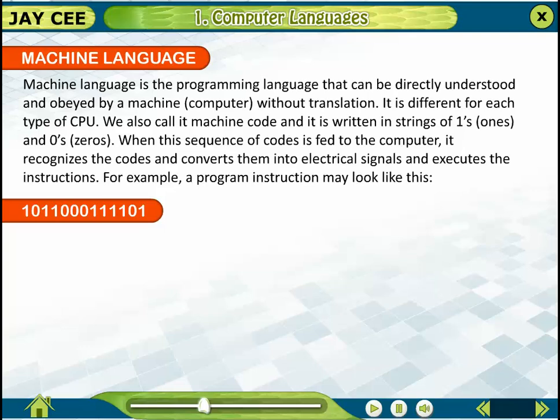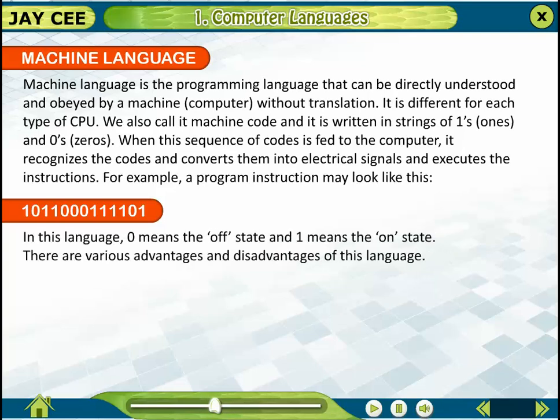1011 000 111101. In this language, 0 means the off state and 1 means the on state.